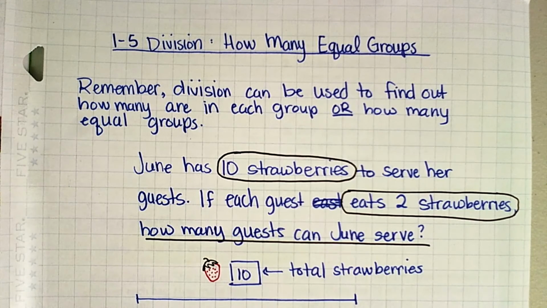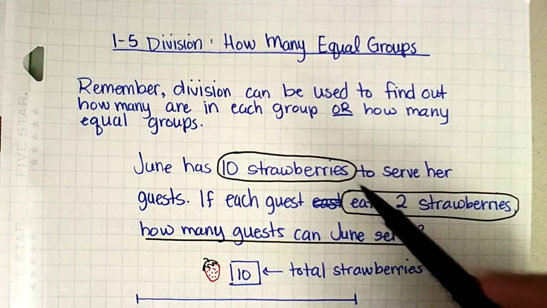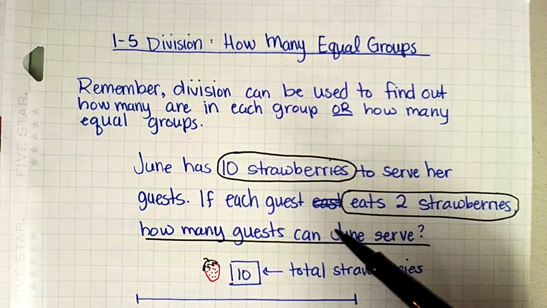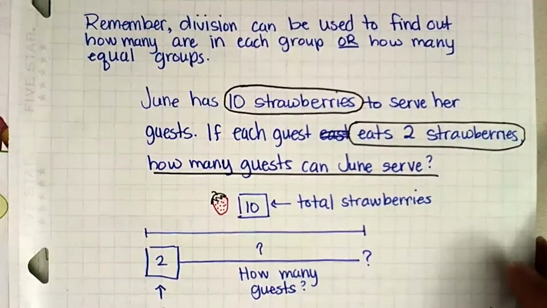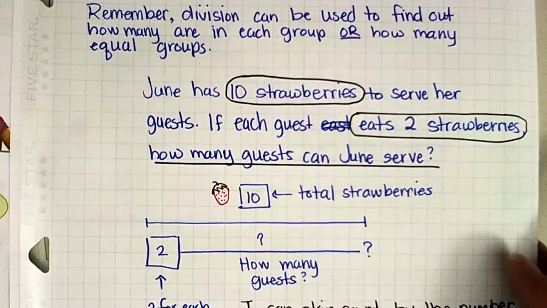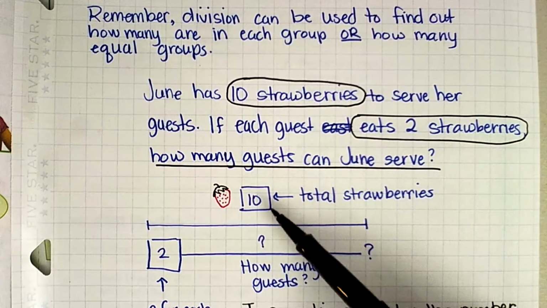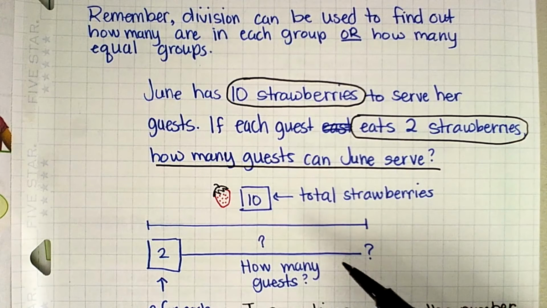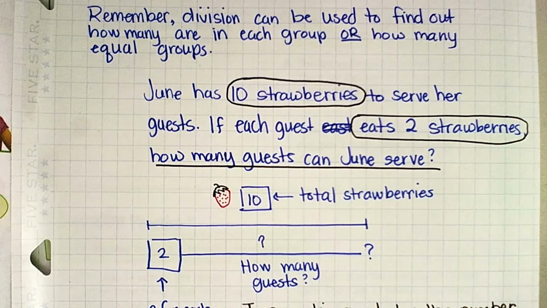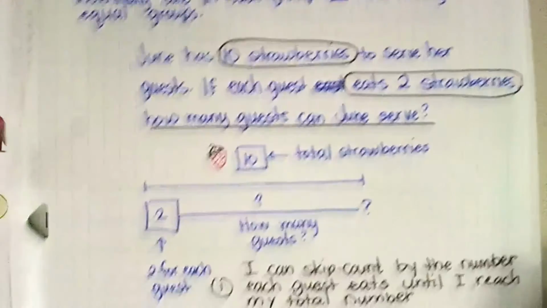So if we take that same problem that we were working on, June has 10 strawberries to serve her guests. If each guest eats 2 strawberries, how many guests can June serve? So I drew it out first. That was the first thing I did. Here's my 10 total strawberries. Here's my 2 for each guest, and I want to find out how many guests. So I want to figure out, how can I solve this question to find that missing number?